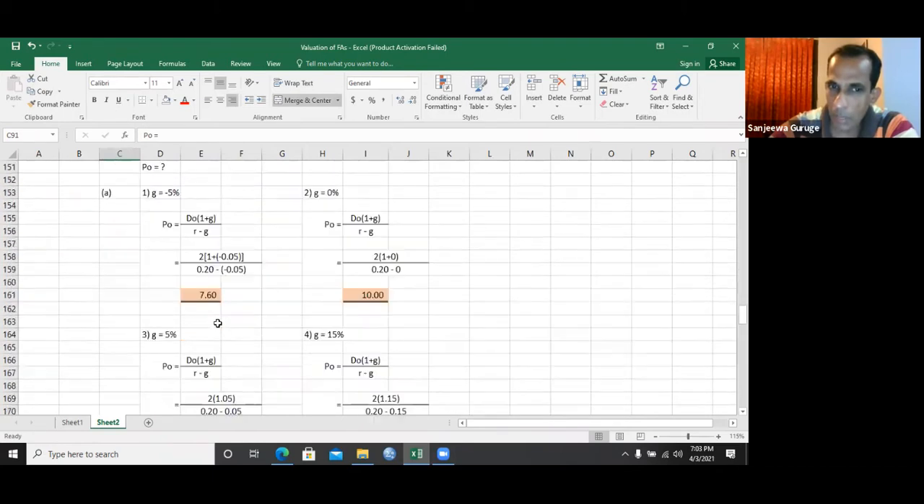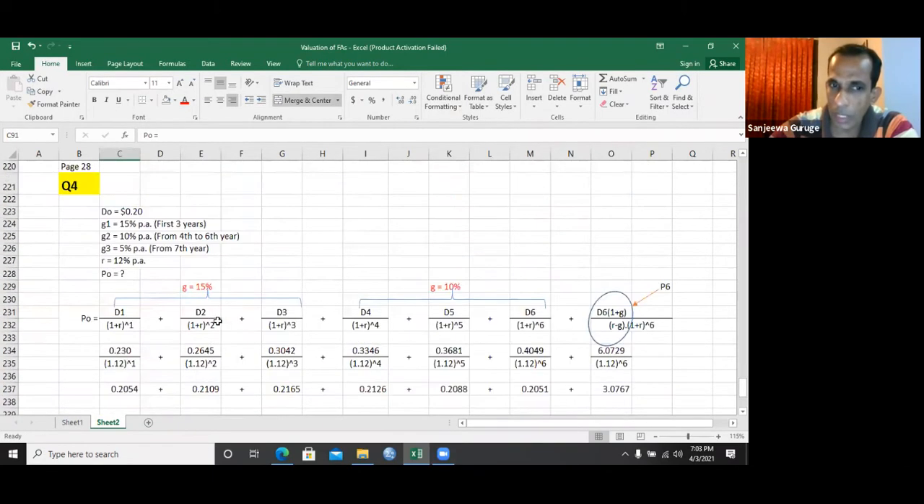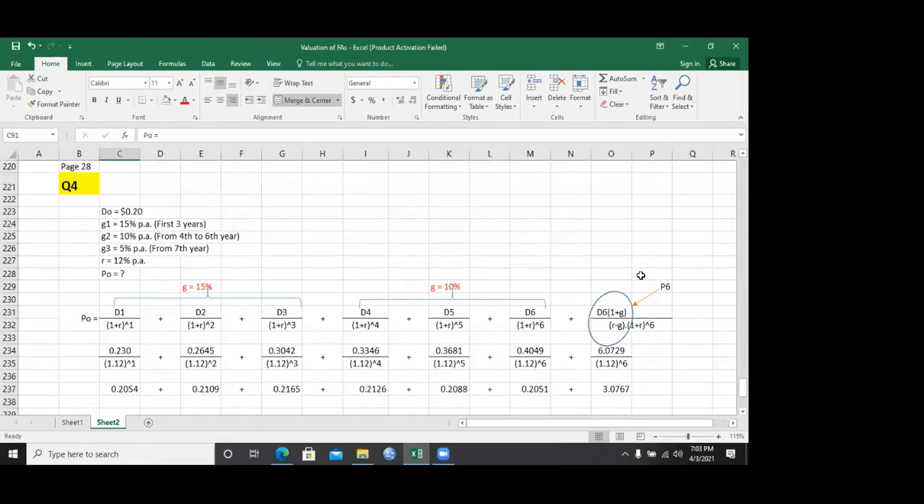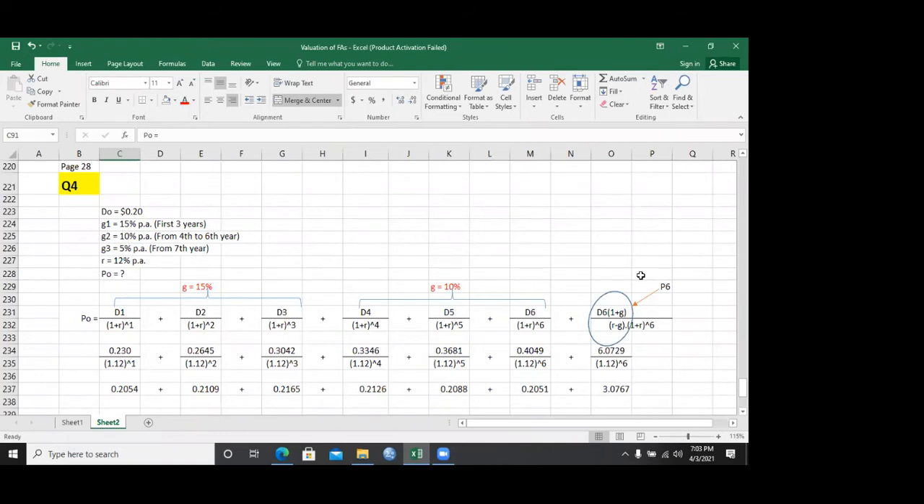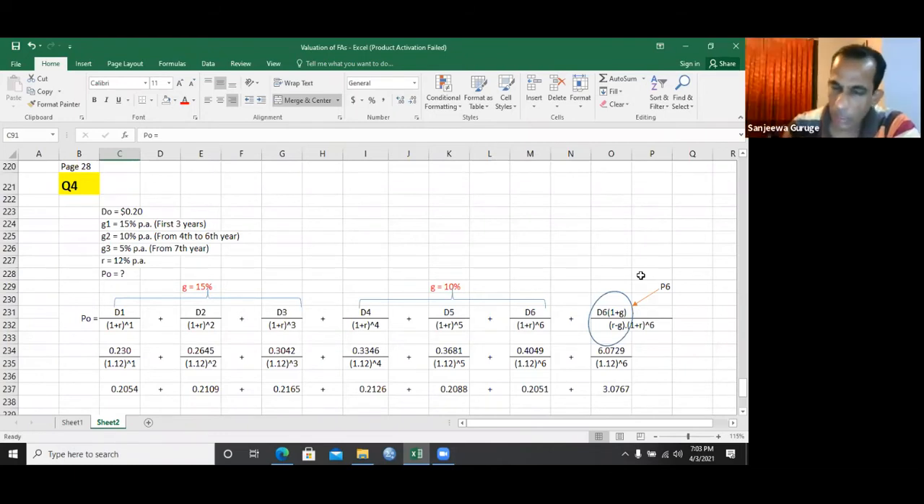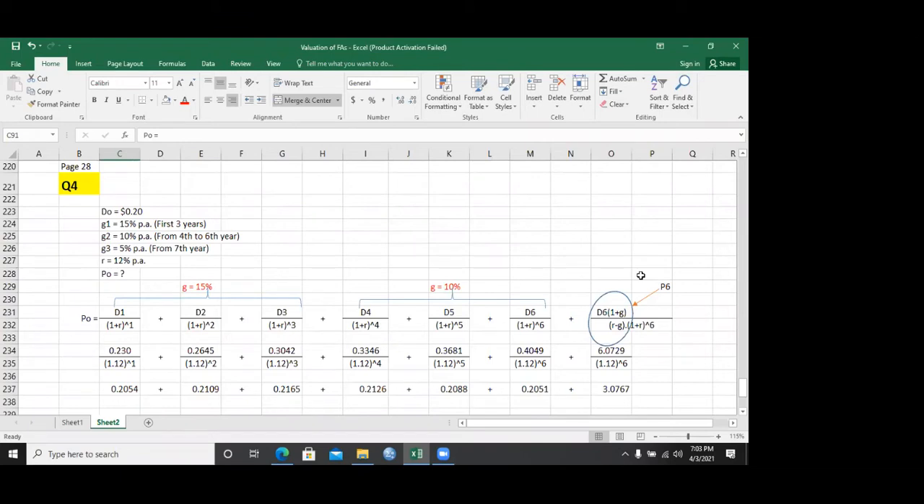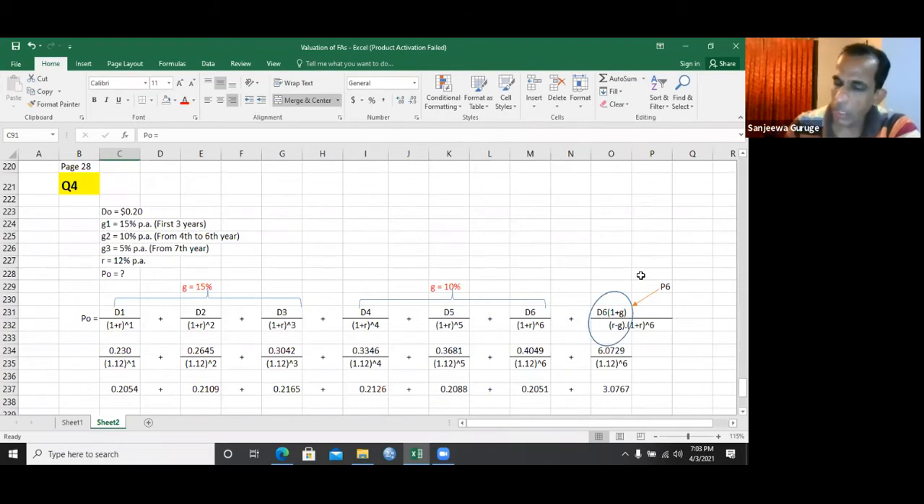And in this example, the constant growth starts from the 7th year. When you apply the constant growth model to the 7th year, you are getting the price at the beginning of the 7th year. Beginning of the 7th year means what? End of the 6th year. Is it necessary to discount for the 7th year also? No, sir, because the beginning of the 7th year means the end of the 6th year, so you don't need to discount for the 7th year.